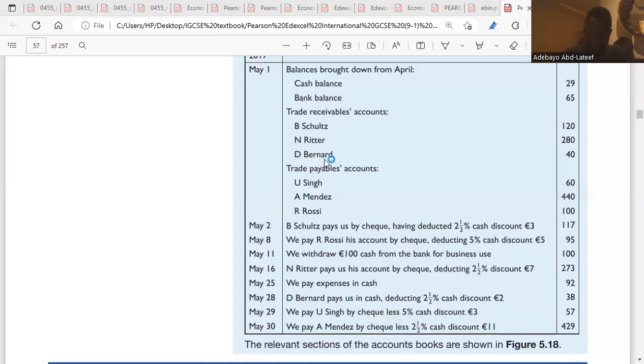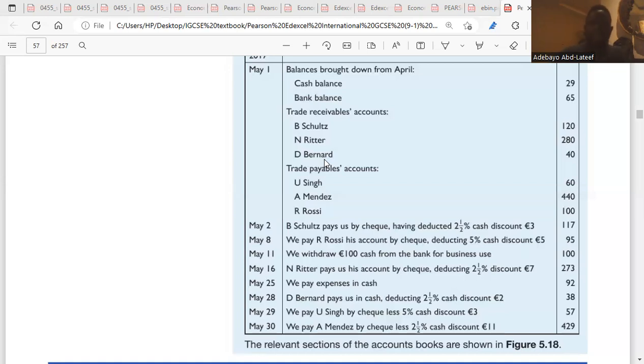Then we go to Mendes. For Mendes, we have the same approach. We are owing Mendes 440 euros. And we are given a cash discount of 11 euros. So on the debit side of Mendes's account, as a trade payable now, we're going to have bank for 429 euros and discount received for 11 euros. On the credit side of Mendes's account, we have our balance brought down for 440 euros.